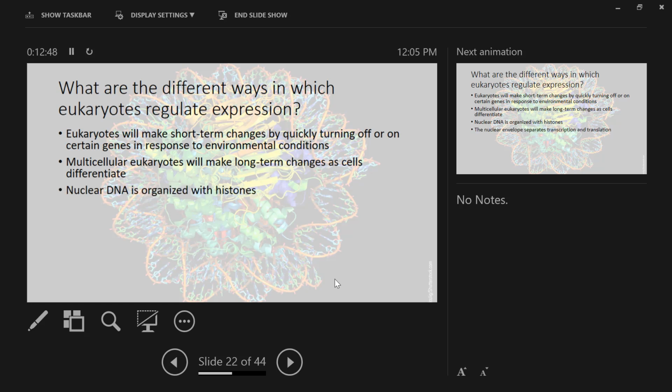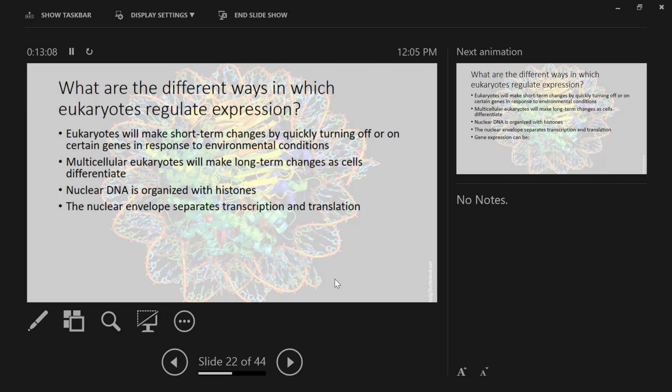So nuclear DNA, we talked about this before. It's organized with histones, and so the DNA is wrapped around these histone proteins, and even histone-like proteins. And so the tighter you wind the DNA around those proteins, the harder it is for that machinery to access that DNA template.